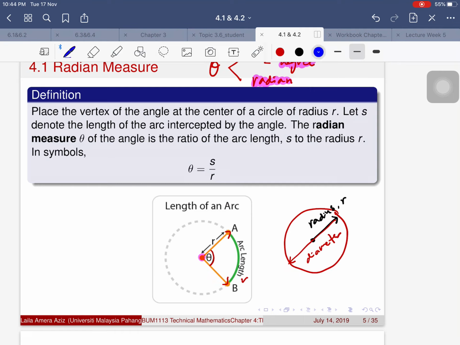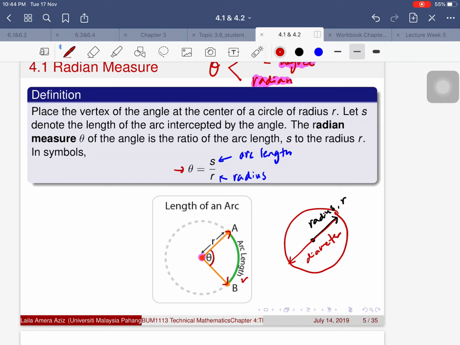So what is s? According to what's written over here, s is going to be the arc length. Arc is called lengkung in Malay, jarak lengkung. That is why it's called that. The arc length is represented by s, and r is of course the radius. So if you have the value of s and the value of r, you can find theta.